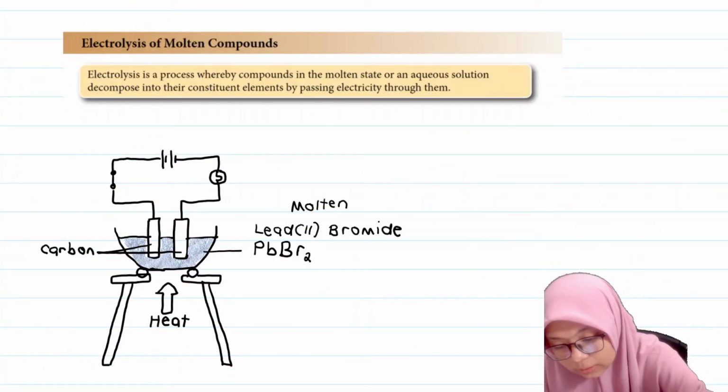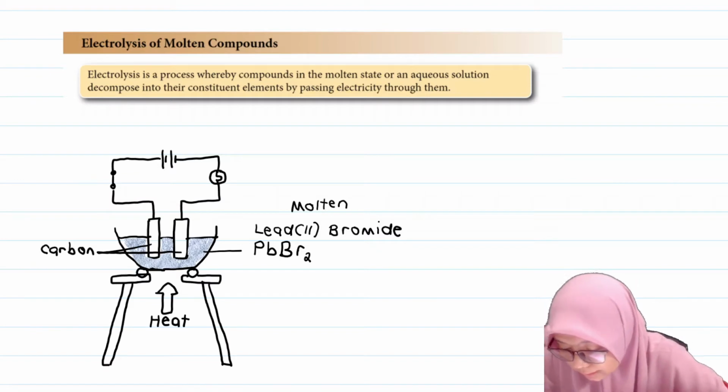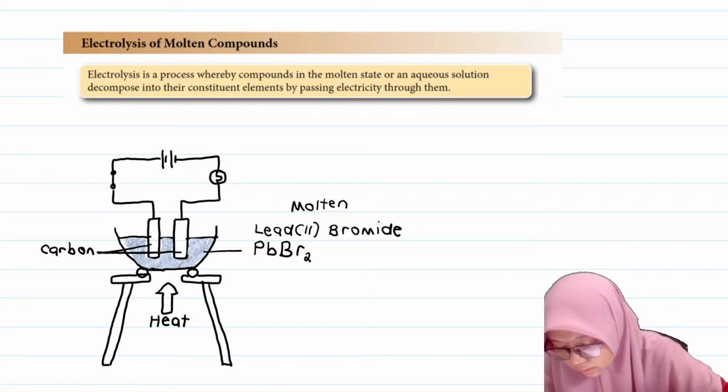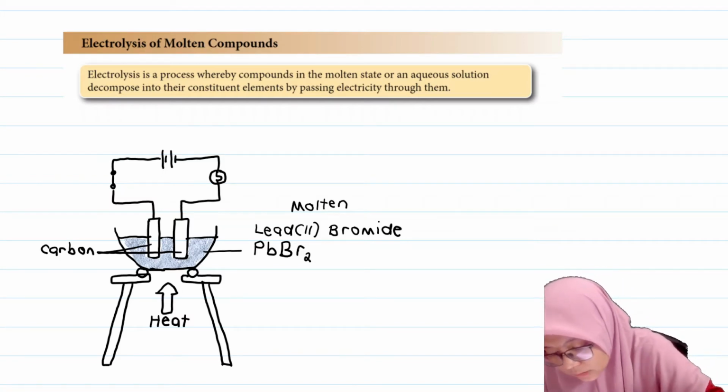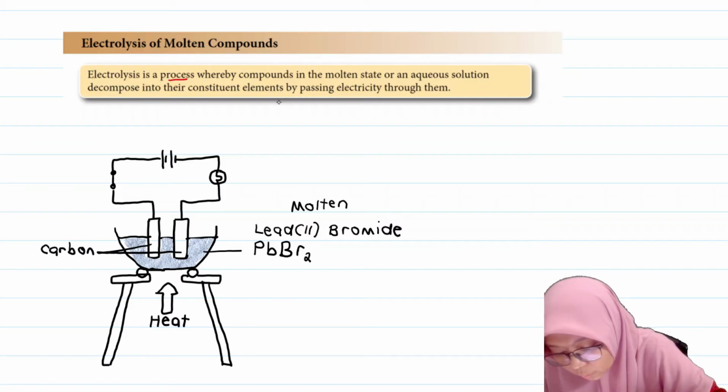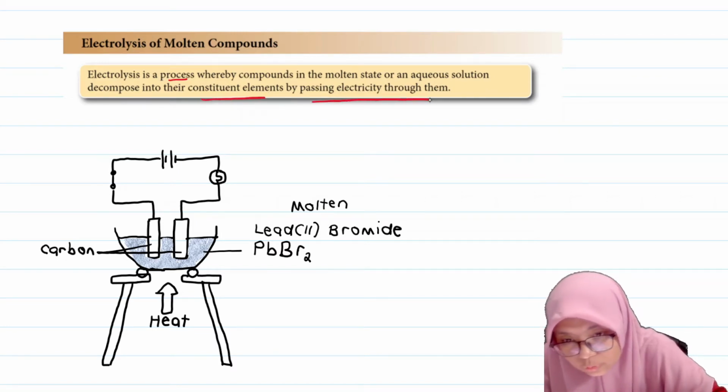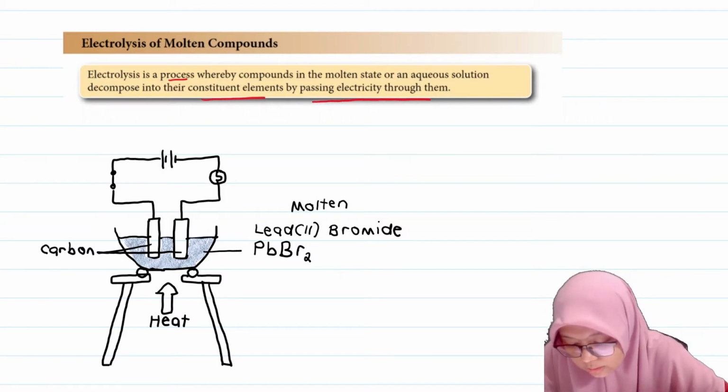Now let's look at the definition of electrolysis first before we discuss the electrolysis of molten lead bromide. The definition of electrolysis is a process whereby compounds in the molten state or an aqueous solution decompose into their constituent elements by passing electricity through them. There are certain words there that I need to explain first.